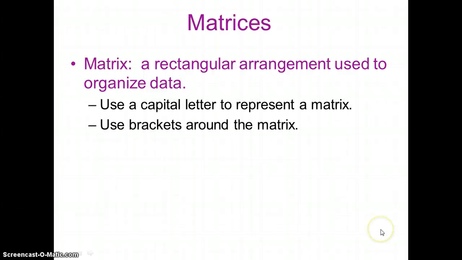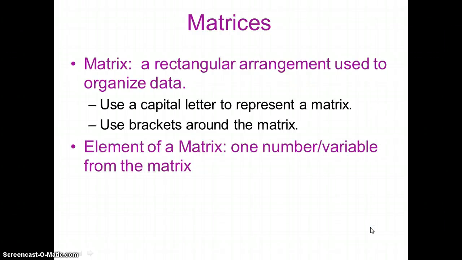When we write a matrix, we usually name it by using a capital letter, and we'll use some brackets around the matrix to show what's included within that matrix and what would not be. And within every matrix there are individual elements, and an element of a matrix would be considered one of the numbers or even variables. Your matrix can have a variable in it.